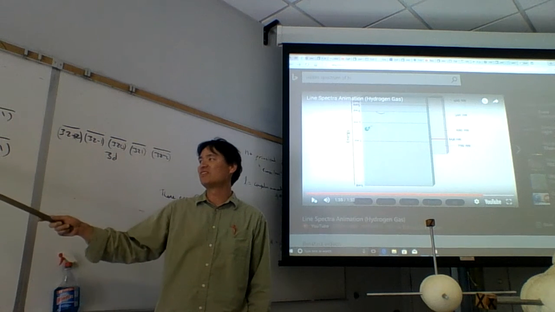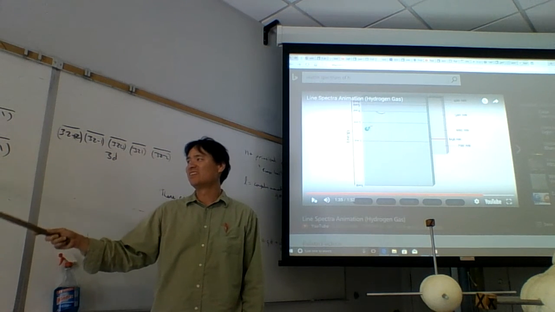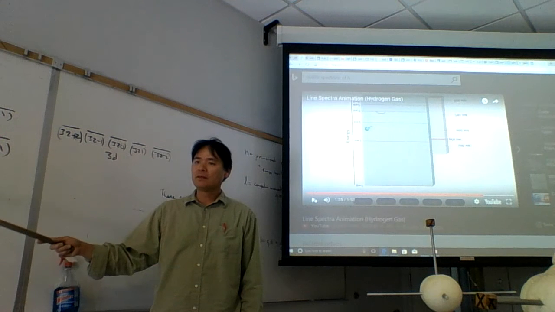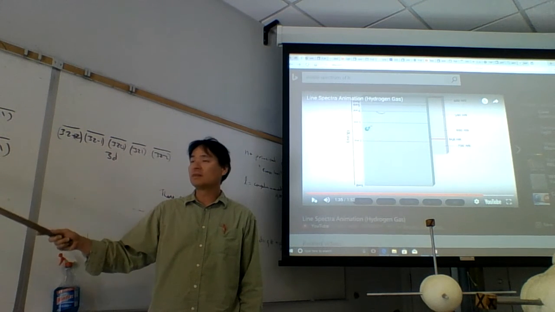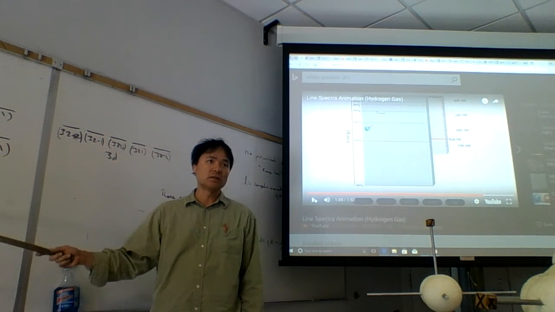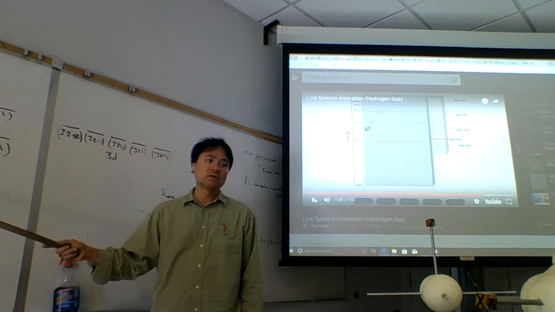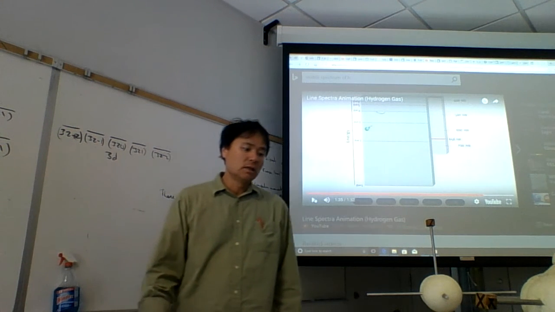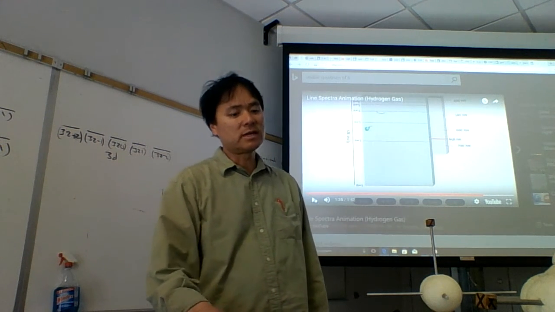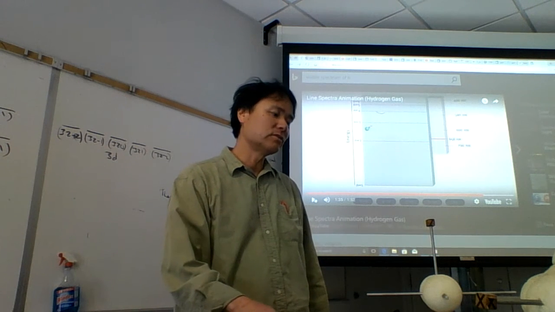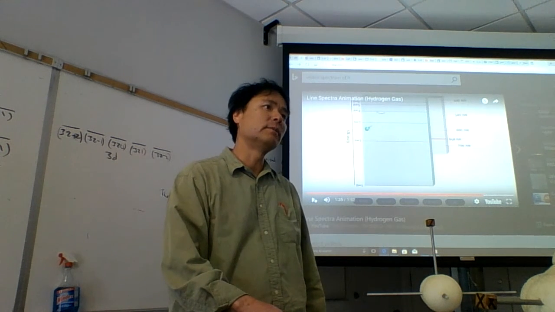So for example, if we went from n equals 2 to n equals 1, that would be ultraviolet, and you can calculate what the wavelength of that line would be based on the energy difference here. And so that was a success. And so it did have some successes. It predicted lines in ultraviolet, it predicted lines in infrared, but it had a huge failure.